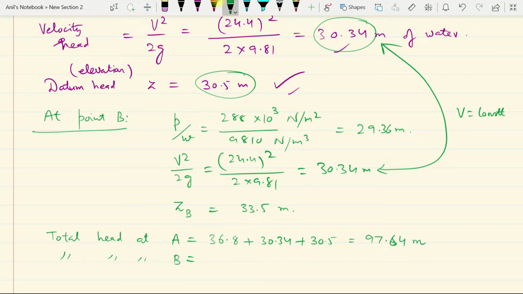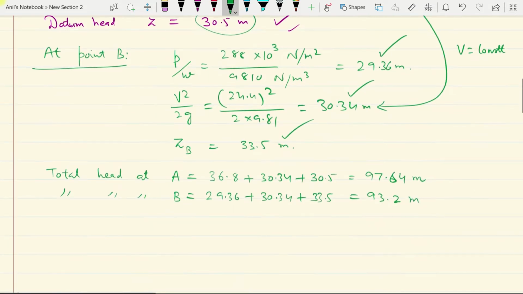And at B we have the sum of these three values: 29.36 plus 30.34 plus 33.5, so this becomes 93.2 meters. So it can be easily observed that there is a drop in head when water flows from A to B. This drop in head is in fact energy loss.